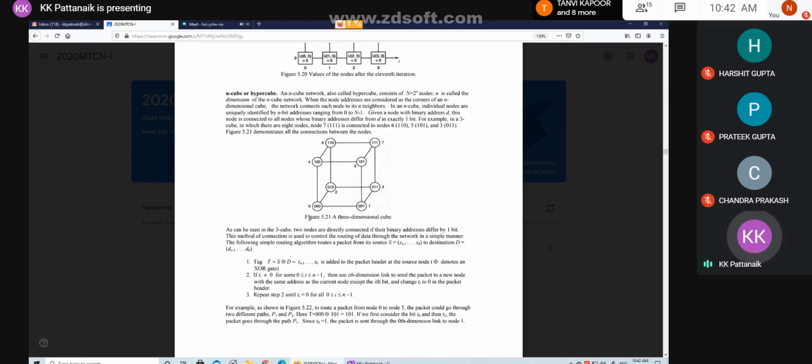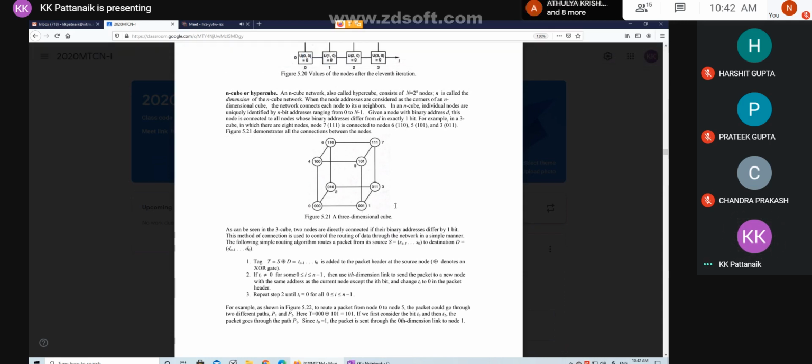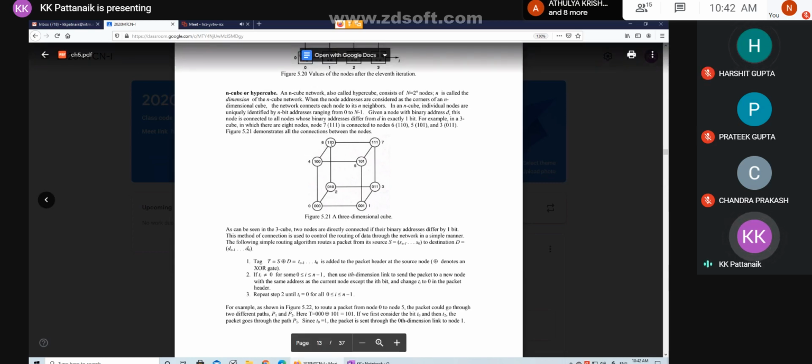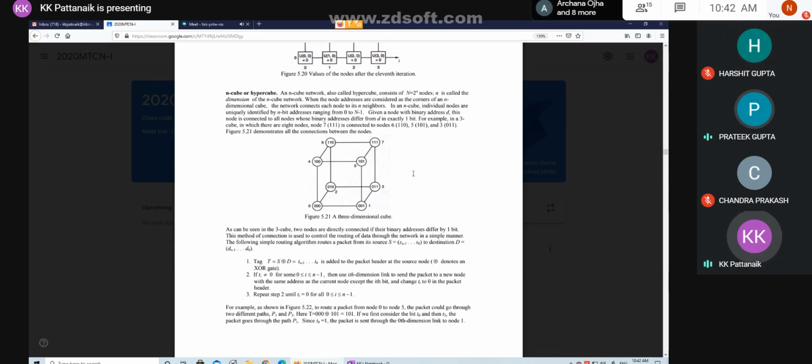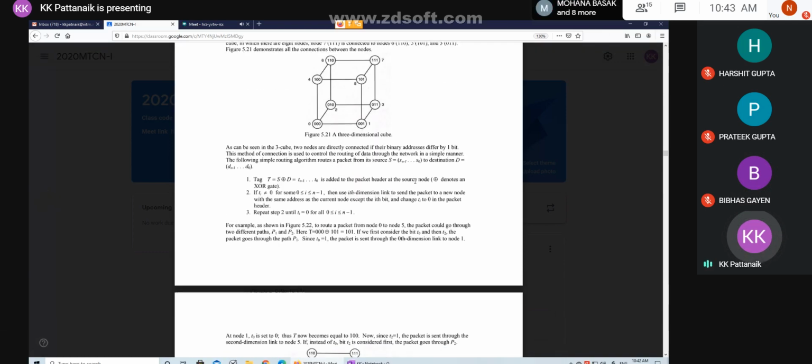This number I was talking about. Are you able to see the n cube hypercube? This numbering I was talking about, how nodes are numbered. Have you studied this? No, sir. Okay, then this we will discuss in the next class, constructing a hypercube, three-dimensional hypercube.